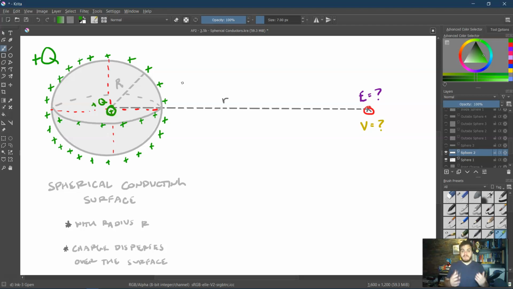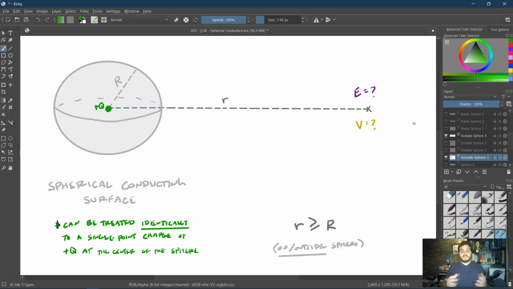And so because of that, we're going to essentially say, well, I've got the spherical conductor, let's pretend all of the charge is at the center, and then go from there. So when we are looking at points outside of the sphere, or on it, so when r is greater than or equal to big R, when this distance is outside of the sphere or on the surface of the sphere, we can calculate the electric field and the electric potential as though all of the charges that were on that sphere were just at the center.